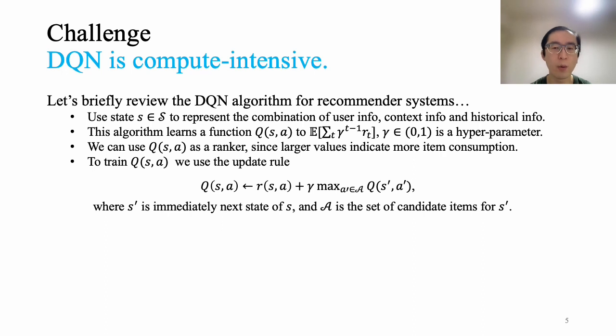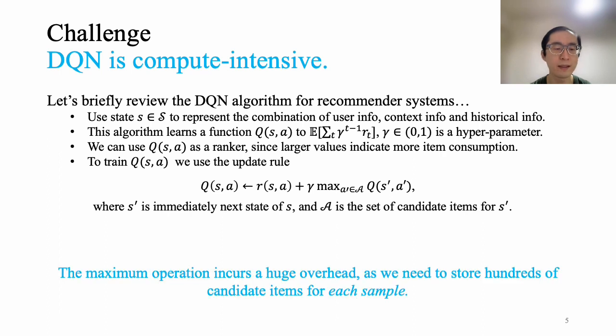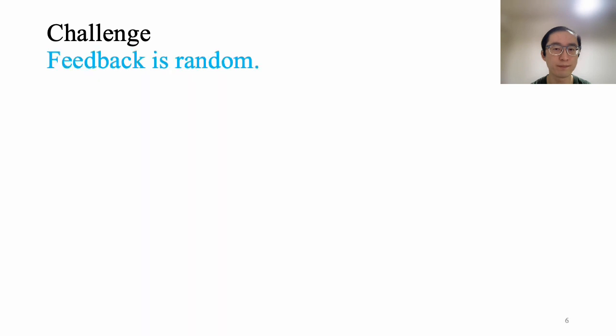As you can see, when training a DQN agent, we need to compute a maximum operation over candidate items. This operation incurs a huge overhead, as we need to store hundreds of candidate items for each sample.